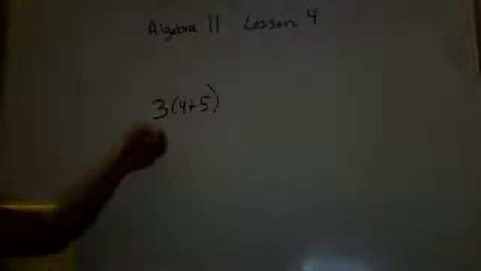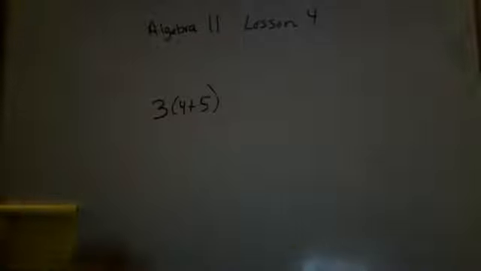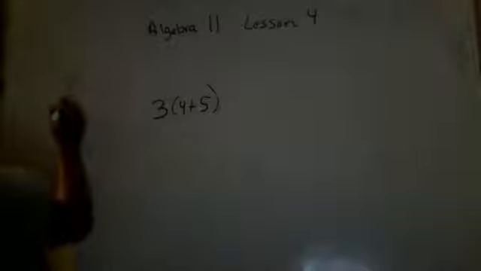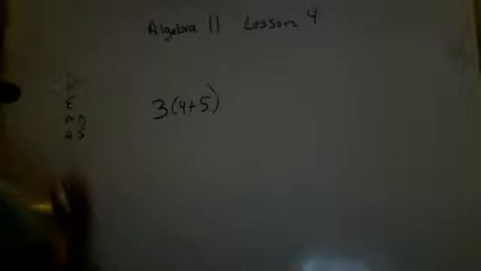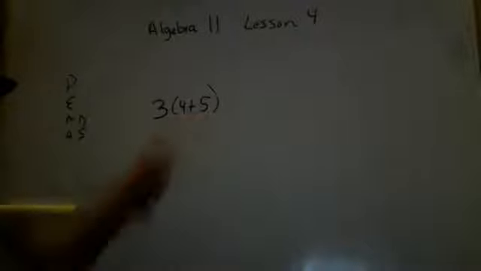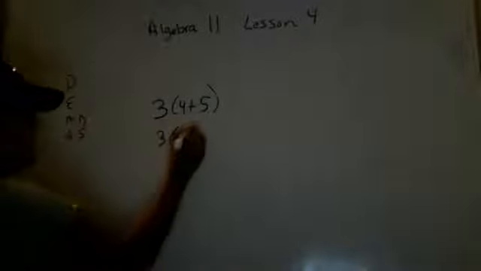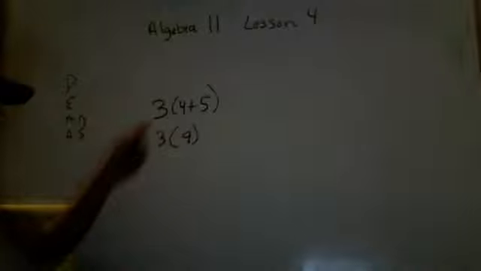Such as this. We have 3 times (4 plus 5). We can first add the middle, right? We can use our "Please Excuse My Dear Aunt Sally," which is order of operations, which says let's do parentheses first. So 4 plus 5 is 9. Don't forget, this means multiplication. 3 times 9 is 27. Simple as that.